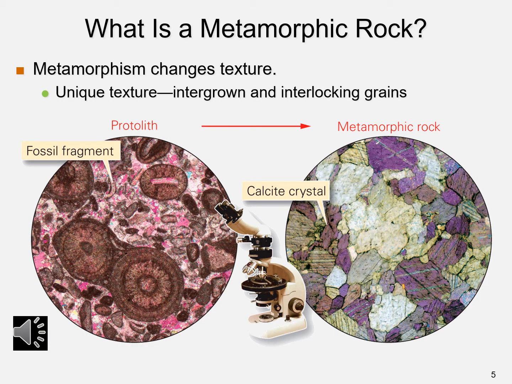Metamorphism of limestone composed of cemented together fossil fragments can yield a metamorphic rock called marble, consisting of large interlocking crystals of calcite. As seen through a microscope, the change in the grains of a rock can be very dramatic. Note the interlocking crystals of the metamorphic rock on the right.